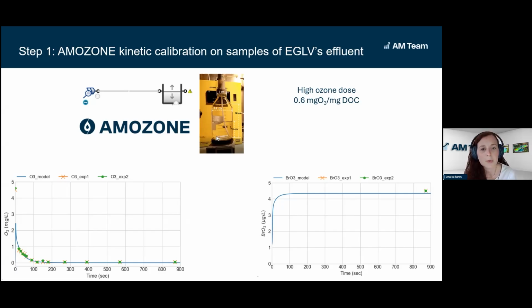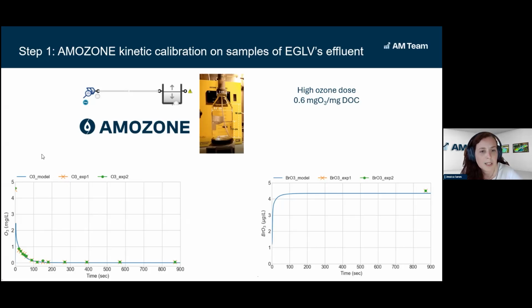And here we performed the batch test. As you can see in this figure, we inject ozone in a controlled way into a water sample of the water matrix sampled at Bottrop at the effluent. And in these figures, you can see the results for the high ozone dose that we tested, which was 0.6 grams of ozone per gram of DOC. In particular, on the left graph, you can see the residual of ozone in water over time. So there's the decay of ozone.